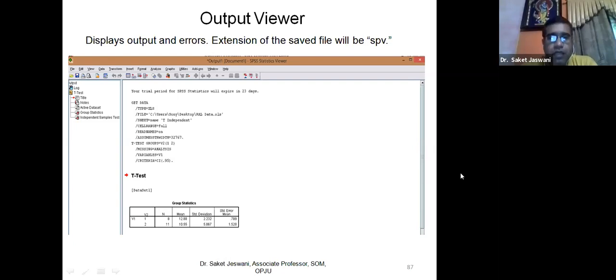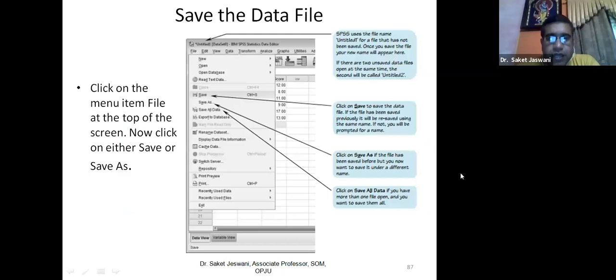This output viewer typically looks like this. You can now test and interpret the results from this output viewer. Okay. So there are various functions while we open the SPSS file. You can also save the file. Each sheet you can save for your future reference.